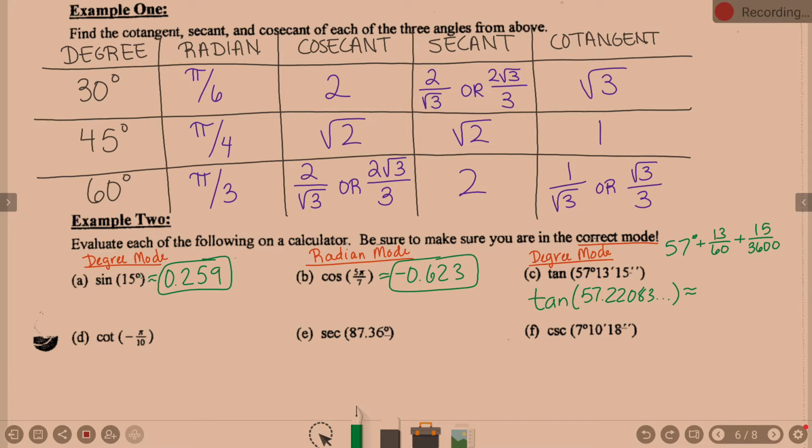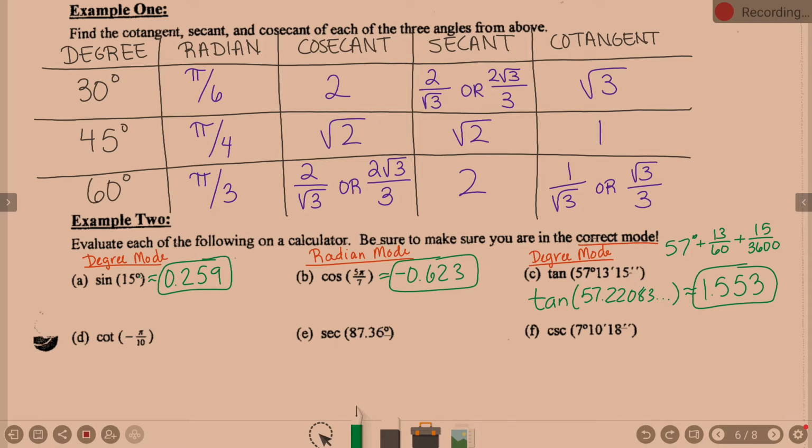Okay. Now, in all honesty, I'm going to change my mode to degrees. Clear out there. I'm going to do tangent. You know what I can just do? I can type in 57 plus 13 over 60 plus 15 over 3,600, and then I don't even have to worry about the decimal. Otherwise, I would use like a copy and paste thing. What is it? Approximately 1.553. The other option there is if you would have done the 57 plus 13 over 60, you guys know how to go up and copy an answer? Like you go up and highlight it, you can do that.